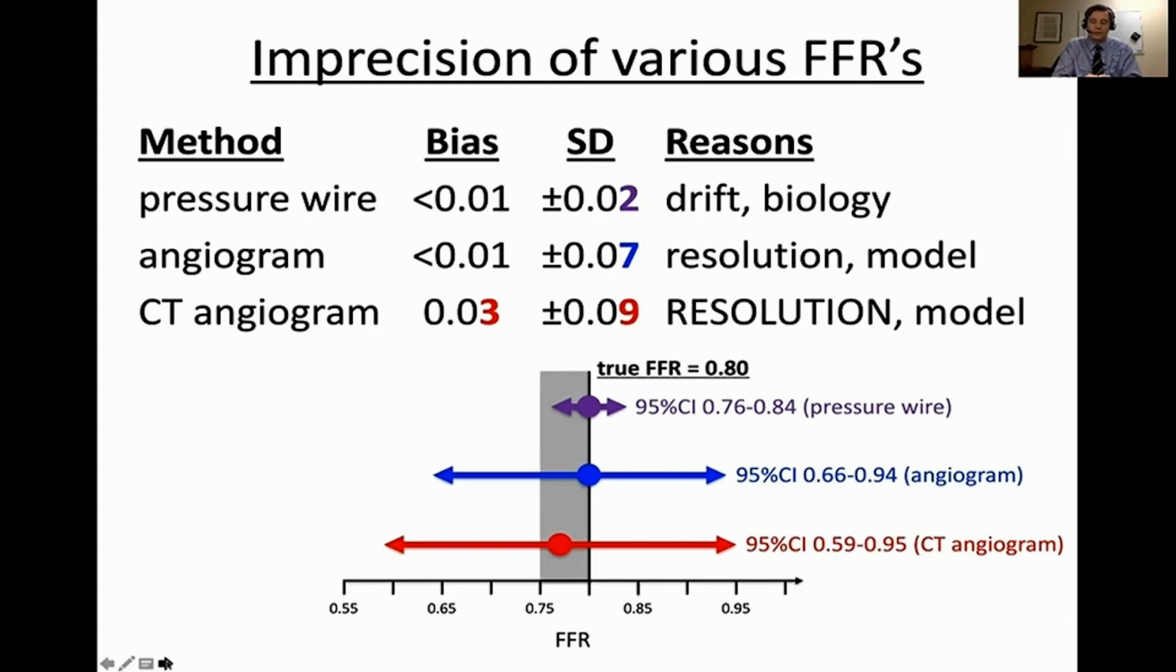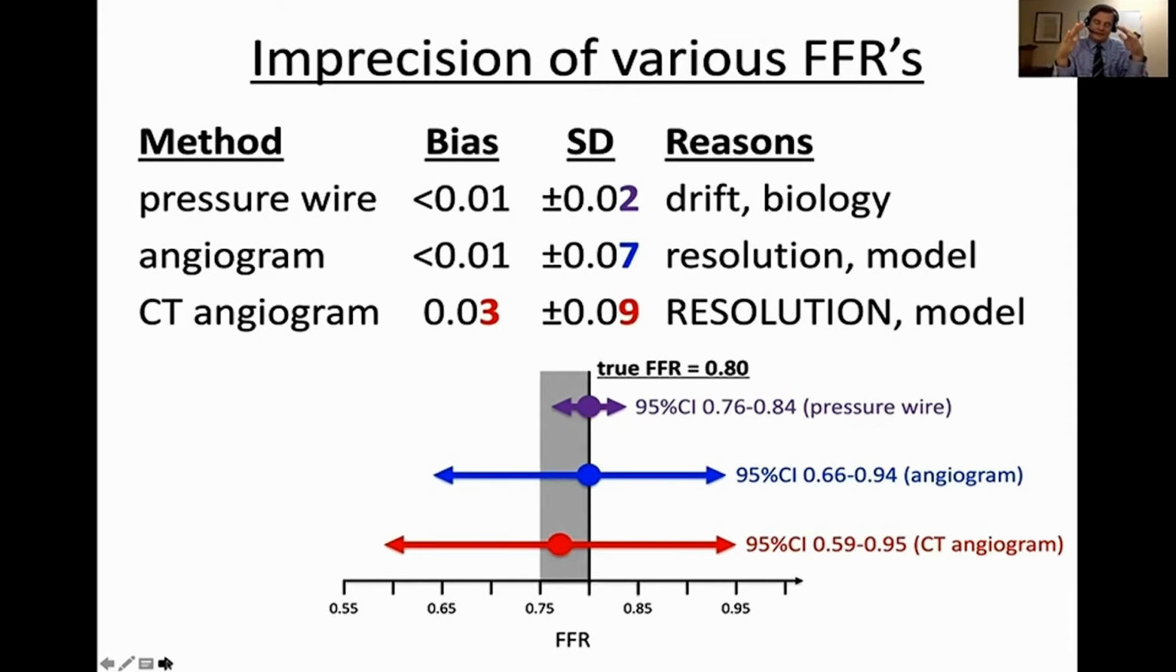The pressure wire then, if it were exactly 0.80, you would get some values that are plus or minus 0.02. So 90%, 95% of the time, you get an FFR between 0.76 and 0.84 if you just measured it again and again and again. What happens then with the invasive angiogram, and you ran one of those 6 different vendor models on it, you would say, okay, well, the true value of FFR is 0.80, but 95% of the time I'm going to get a value between 0.66 and 0.94 if I sat around and ran it again, took a different angio, that kind of thing. FFRct then, that 95% confidence interval goes out to 0.59 to 0.95, so wider.